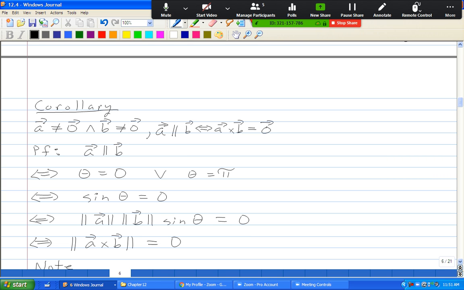And so, well, of course, the only way that a vector can have a norm of 0 is if it's 0. And so I've shown that A cross B is the 0 vector. And that is what I wanted to show.